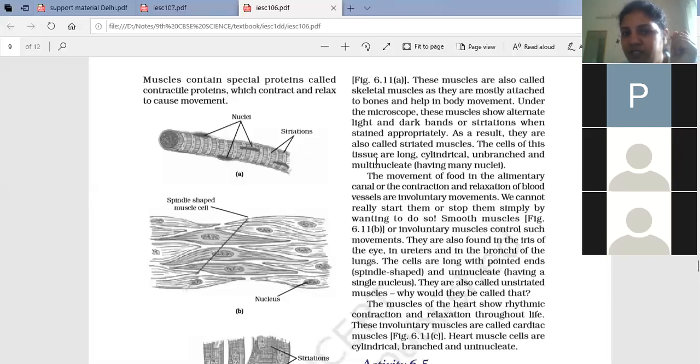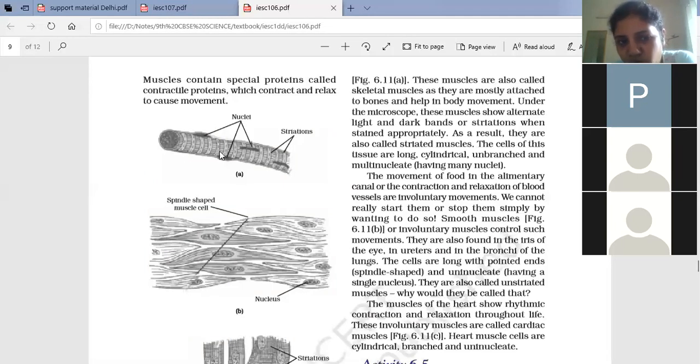The cells of these tissues are long, cylindrical, unbranched, and multinucleated. That means there are many nuclei. So here you can see the one bundle. Actually, inside that bundle there are many fibrous cells present. So here you can see the nucleus. Multiple nuclei are present, having many nuclei.